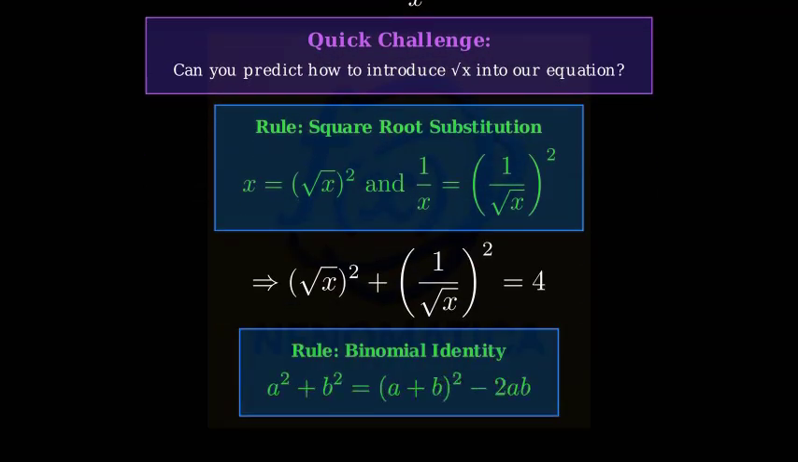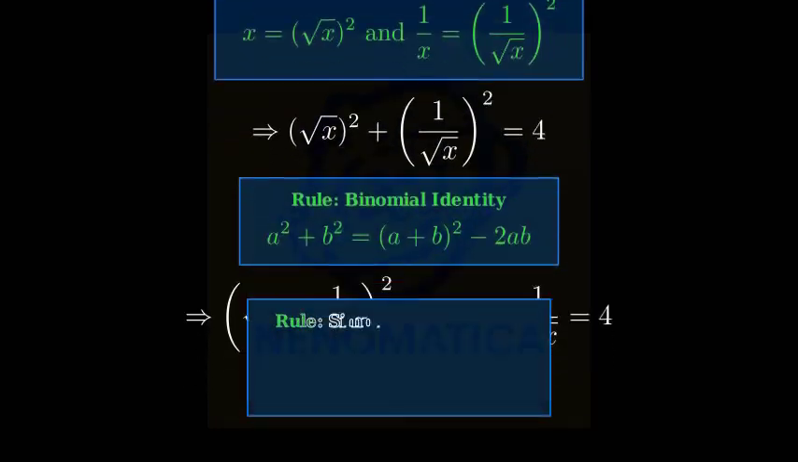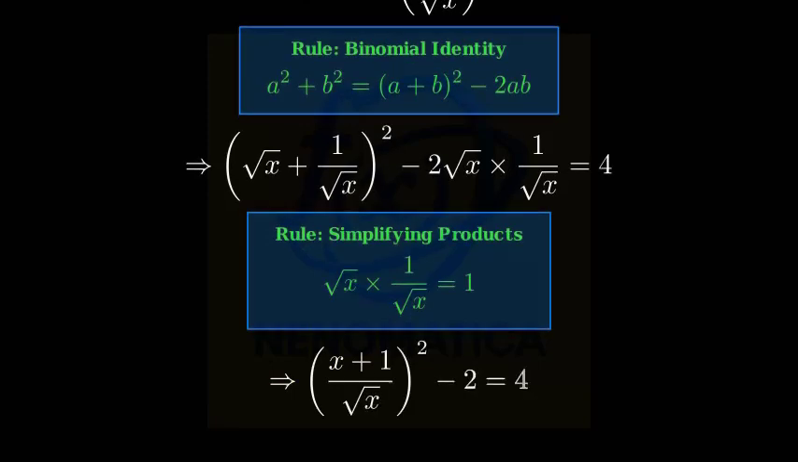The square of a sum minus twice the product equals the sum of squares. So, square root of x plus 1 over square root of x, squared, minus 2 times square root of x times 1 over square root of x equals 4. Let's simplify the product in the second term. Square root of x times 1 over square root of x equals 1. Also, we can rewrite the first term as x plus 1 over x. So our equation becomes x plus 1 over x minus 2 equals 4.